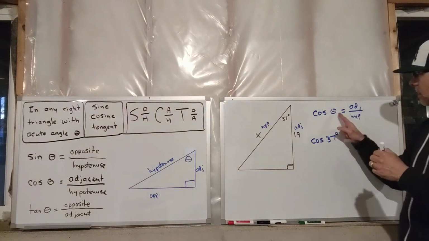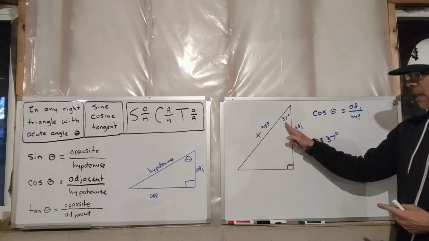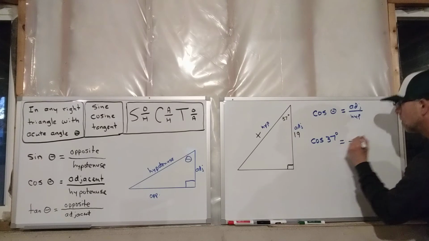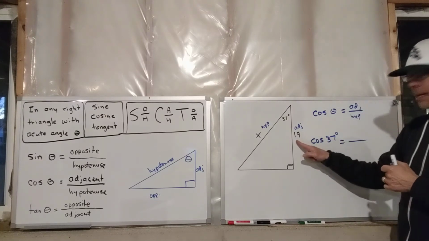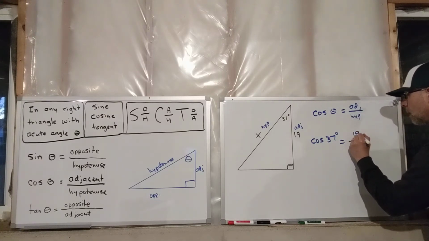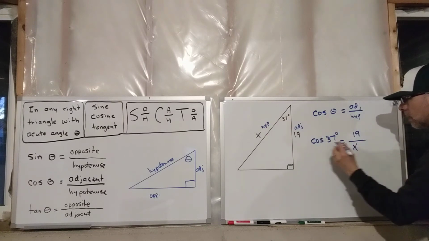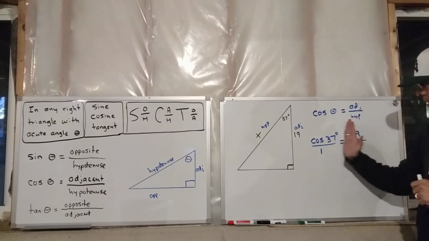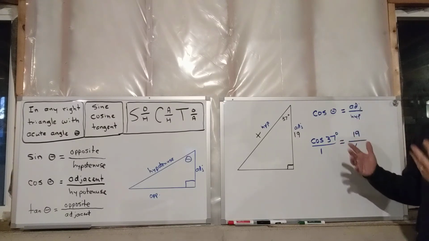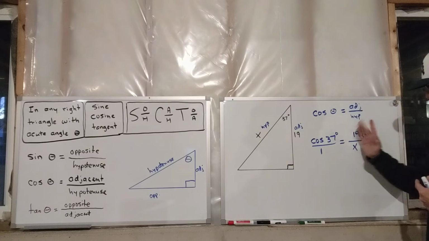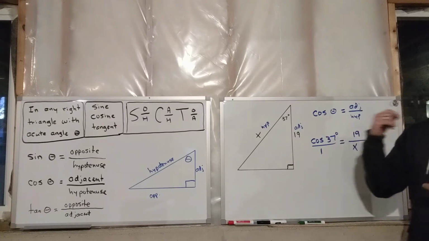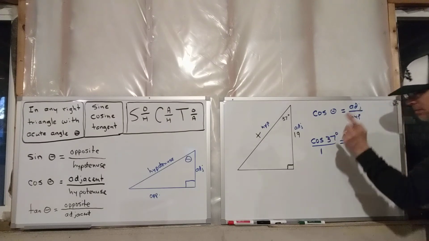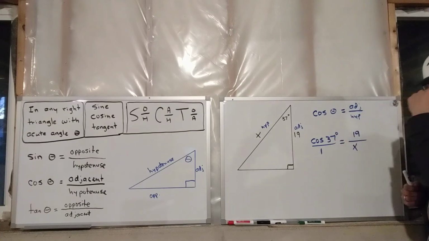See, it's not theta. Theta is a variable if I don't know this angle. It's 37. Equals. The adjacent side is 19. The hypotenuse is x. And here's the deal. Put this over 1, so that it looks like fraction equal fraction. You can always put something over 1 to make it a fraction. If you have a fraction equal to a fraction, cross multiplication works as a solving method. That means whatever this multiplies to has to equal whatever this multiplies to.